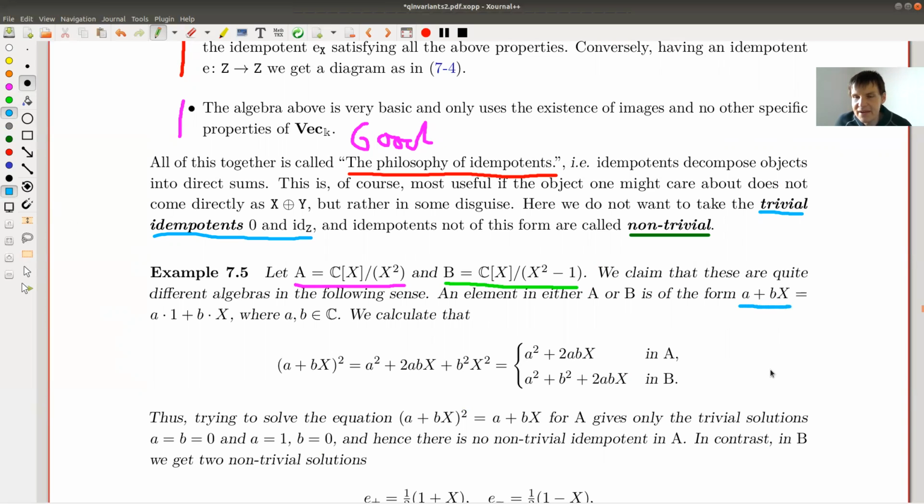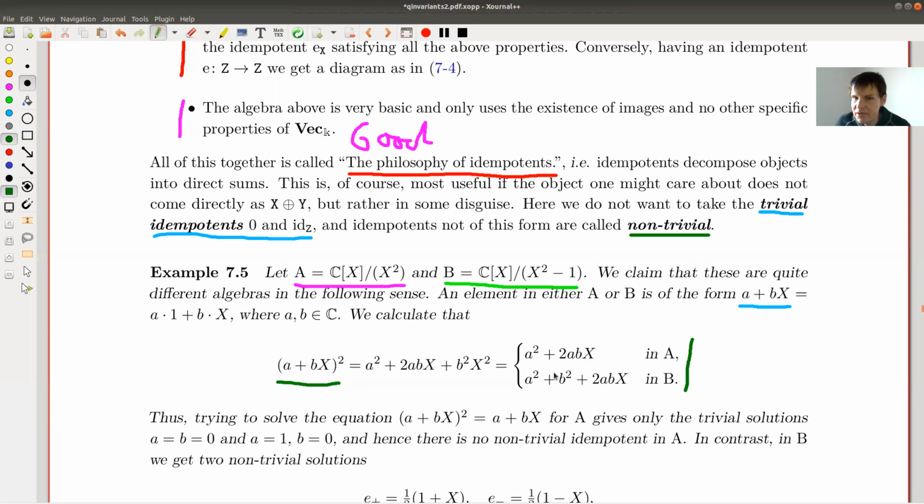A plus bx. Why? Because you have killed everything of power x or bigger, or you can actually replace it by something different. So any element is determined by those two numbers a and b. And you only do the following calculation. It's an almost trivial calculation. You square this thing and you get two different cases depending whether you're in A or in B.